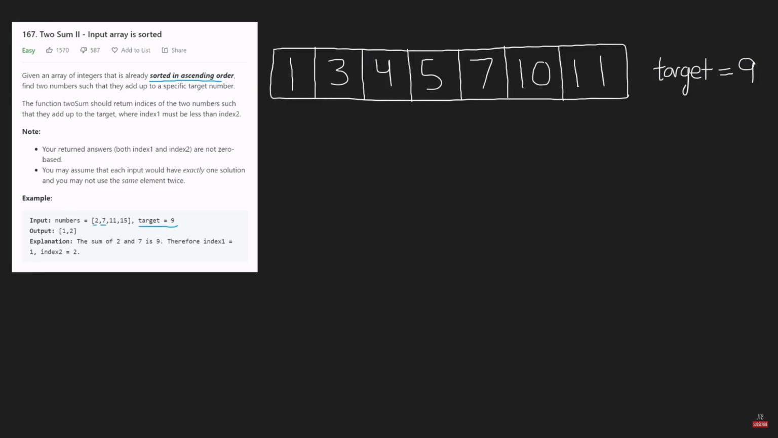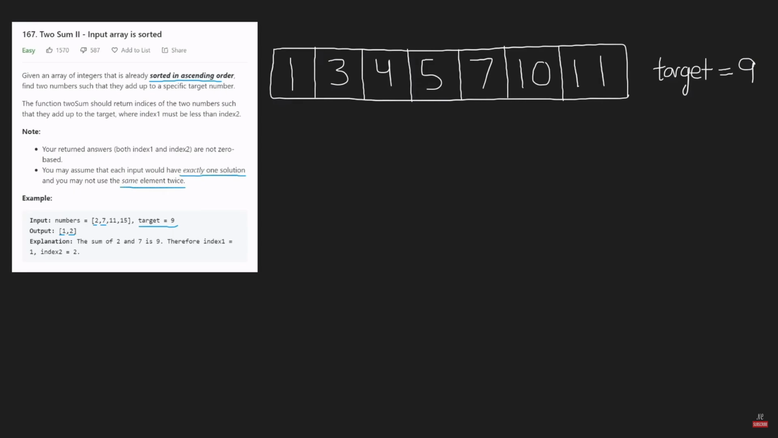And we want to return the indices of these two values, but the catch here is that the indexes are 1 based. They're not 0 based, so the first element has index 1, the second element has index 2. I don't know why exactly they did that in this problem. It's kind of weird, but they did for some reason. We're also guaranteed that there's exactly one solution and we can't use the same number twice.